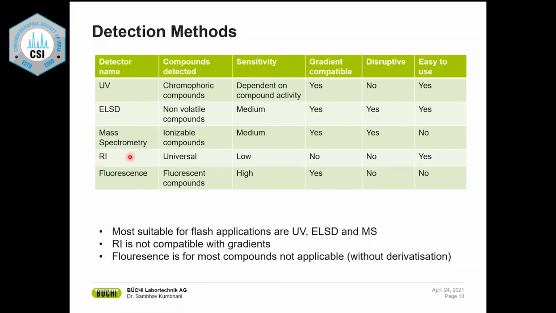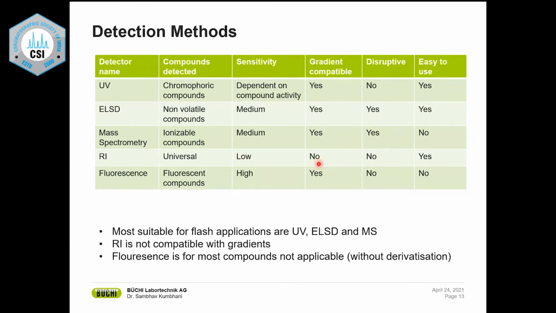Back in the days before ELSD and mass spec took over, there were RI detectors, refractive index detectors, that were used. Again, it's a universal detector that can detect almost anything, but it doesn't have a very good sensitivity. And the biggest disadvantage is it is not gradient compatible.